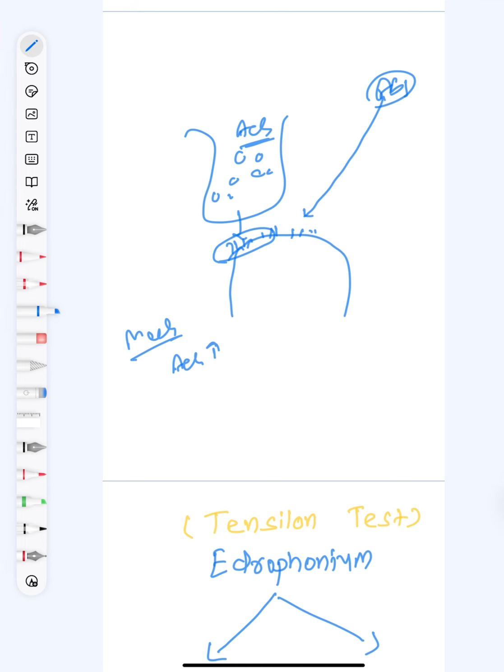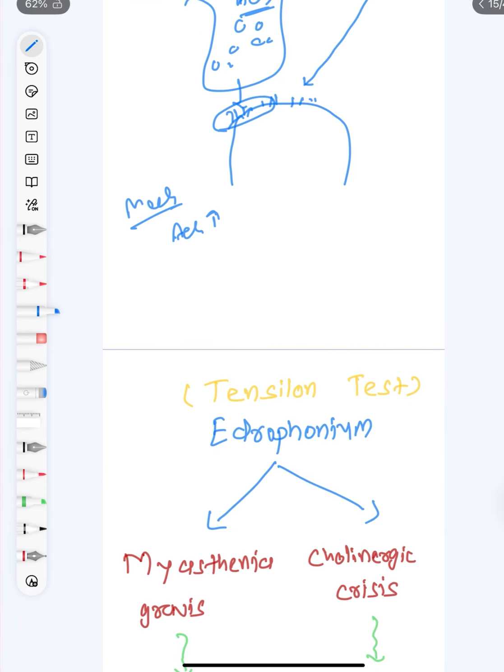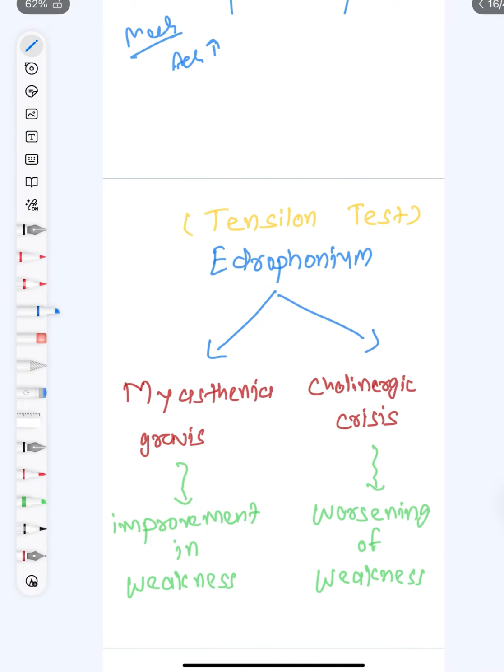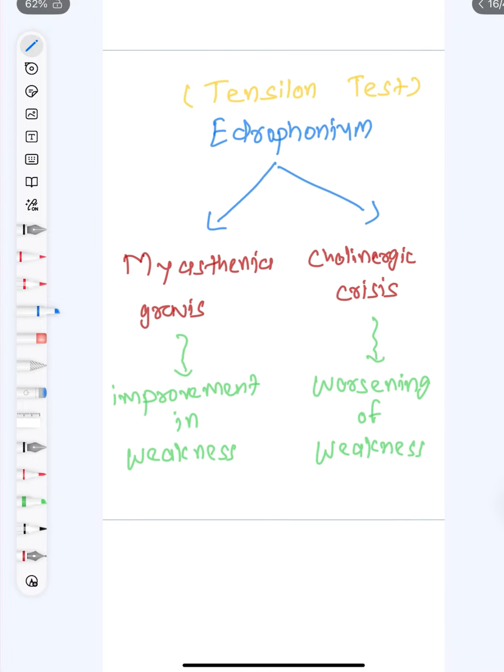So because of that excessive stimulation, the neuromuscular junction becomes dysfunctional, and the patient ultimately develops muscle weakness and paralysis. So how do we differentiate between these two? The test is called the Tensilon test.